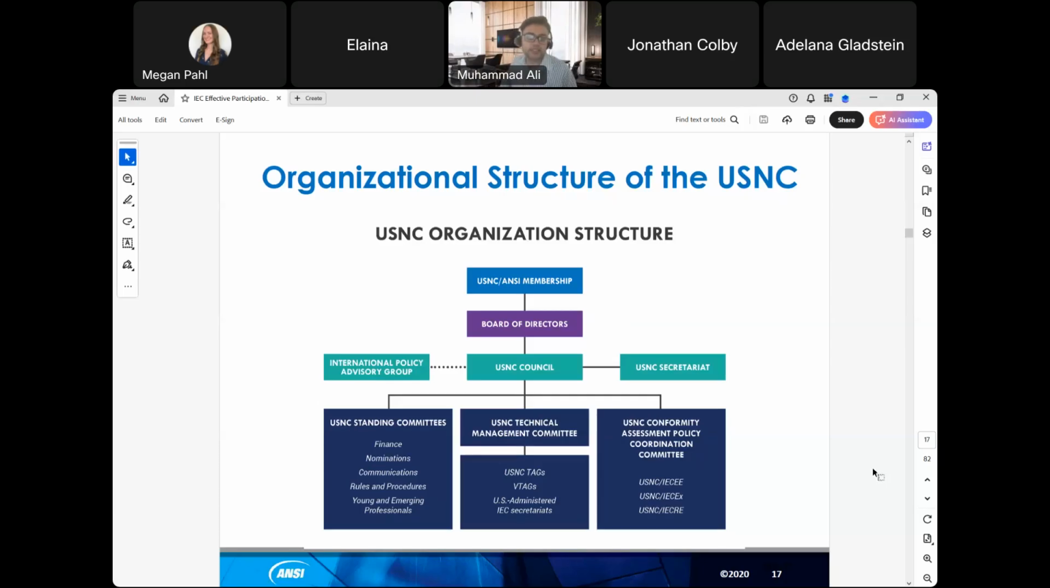Underneath the TMC is where we have all the USNC TAGs, technical advisory groups, the VTAGs, virtual technical advisory groups, and the US administered IEC secretariats. We also have a number of USNC standing committees, such as finance, nominations, communications, rules and procedures, and young and emerging professionals. And on the right-hand side, you see the USNC Conformity Assessment Policy Coordination Committee, CAPCC, which also responds to some of the working groups on the conformity assessment side, which I said I'm going to go over later on.